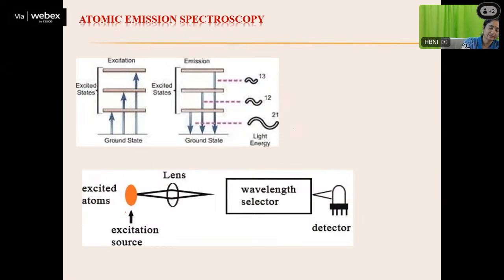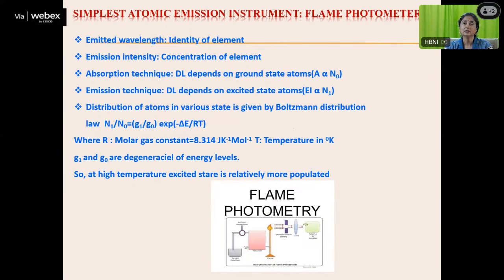Thermally you are heating your sample, and they are going to the excited state thermally, and then when coming to the ground state, they will be emitting their characteristic radiation. That is what we will be monitoring in atomic emission spectroscopy. So here the emitted wavelength is the identity of the element, and emission intensity is related to the concentration of the element.